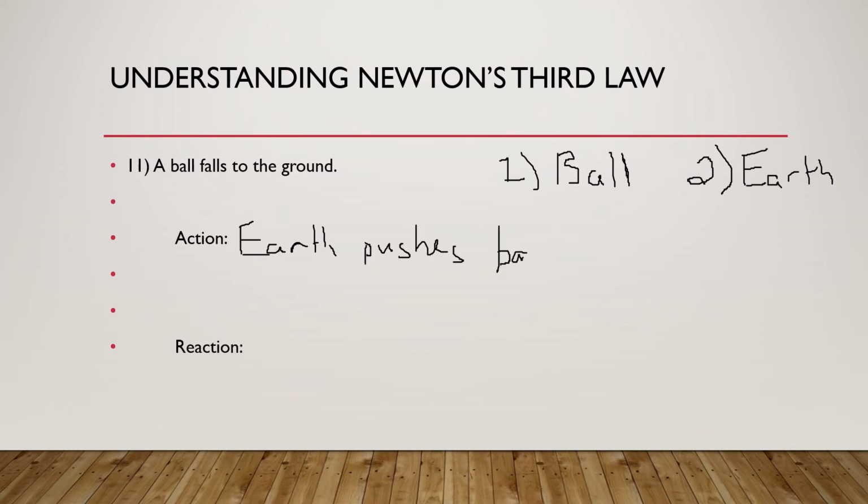And then the reaction is that the ball pushes the Earth back or pulls the Earth back. So wait a minute. If the forces are equal and opposite, because the Earth has so much mass, the little force that moves the ball is nowhere even close to being enough force to actually move the Earth. So even though the Earth and the ball are pulling on each other with equal forces, only the ball moves because the ball has such a smaller mass than the Earth. The Earth is not going to move because the ball is pushing on it. It just has too much mass.